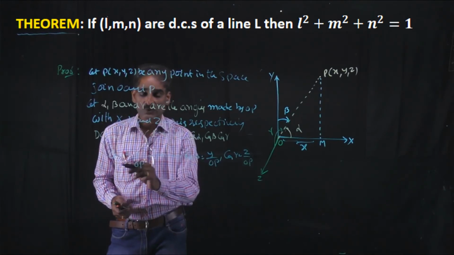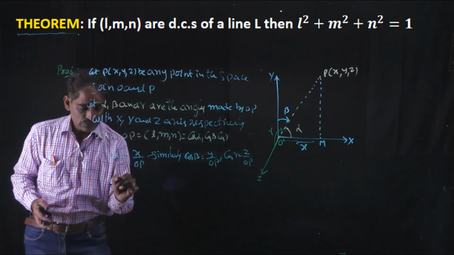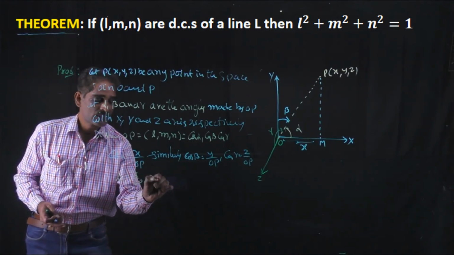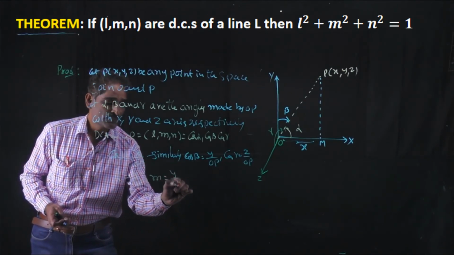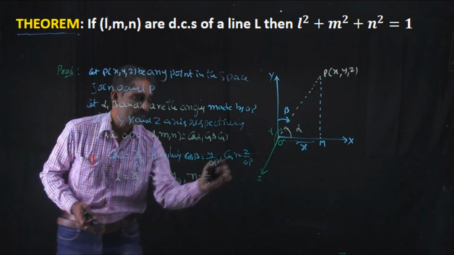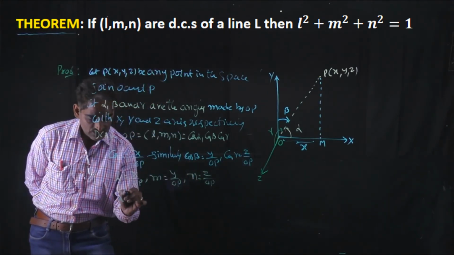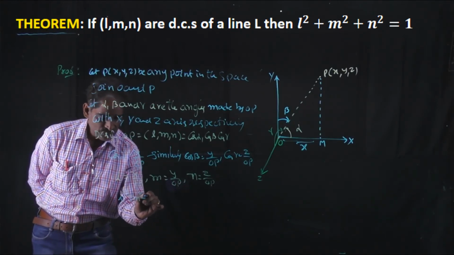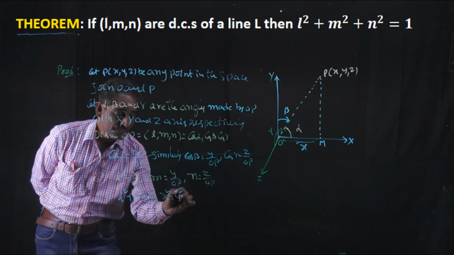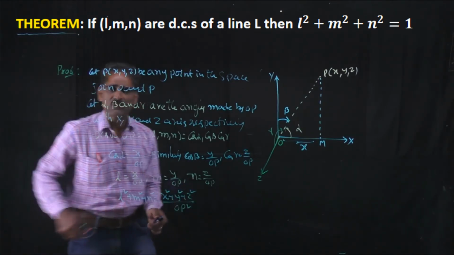So cos alpha, cos beta, cos gamma are nothing but l, m, n. So now write down: l is equal to x by OP, m is equal to y by OP and n is equal to z by OP. Just squaring and adding, then what will happen? l square plus m square plus n square is equal to x square plus y square plus z square by OP square.